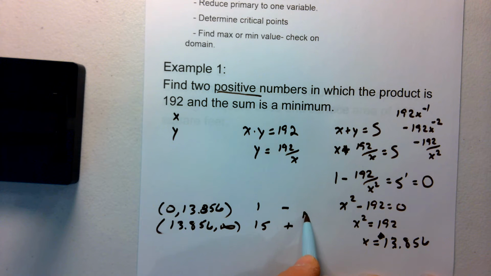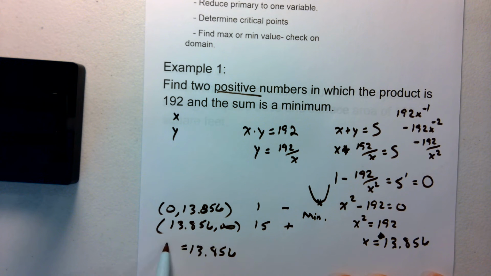So I know that this is going to be a minimum value because I went from a decreasing to an increasing interval. So it's got to be a minimum value there. So I know that 13.856 will give me a minimum for x. I can go ahead and find my y value.